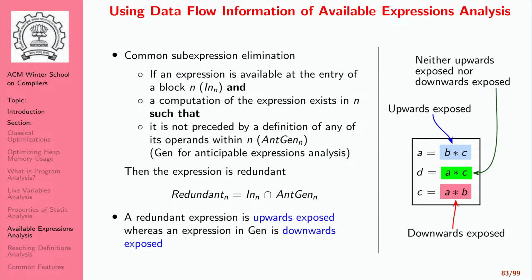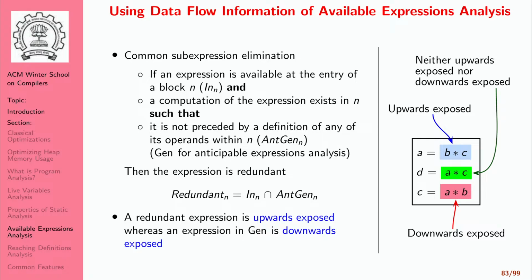So here, for example, we talk about upwards exposed, downwards exposed, etc. Here this computation of A star B is downwards exposed because it is not followed by a definition of A or B. It is not upwards exposed because it is preceded by a definition of A. This computation is upwards exposed because it is not preceded by a definition of B or C, but it is not downwards exposed because it is followed by a definition of C. And this expression is neither upwards exposed nor downwards exposed because it is preceded by a definition of A and followed by a definition of C. So this is a notion that you should keep in mind.